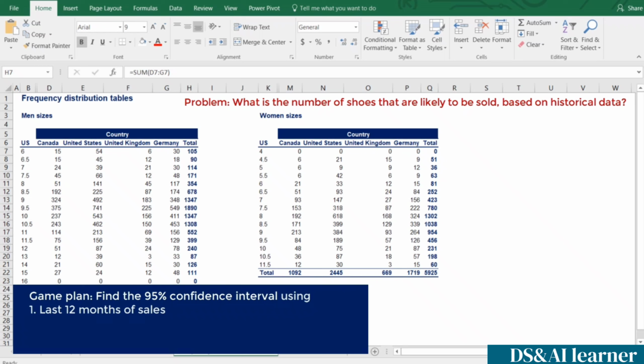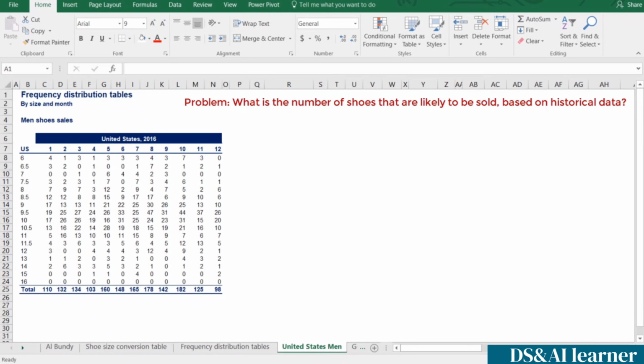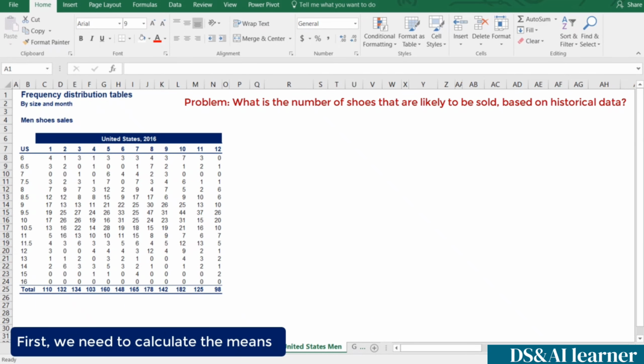We will take the last 12 months of sales and make a prediction. Let's do this only for men's shoes, as the problem is identical for both genders. Please note that since people have different shoe sizes, we will actually have to calculate 17 confidence intervals, one for each size. Let's get on to it. First, we need to calculate the means.